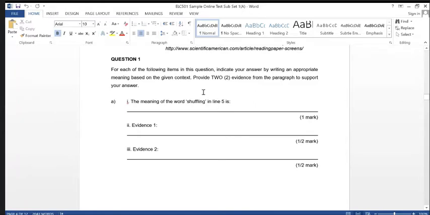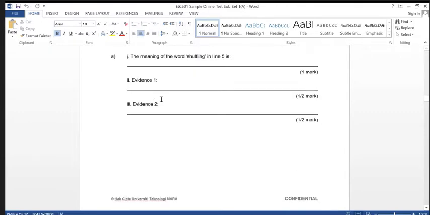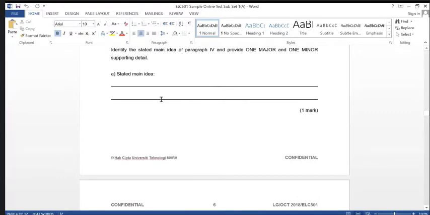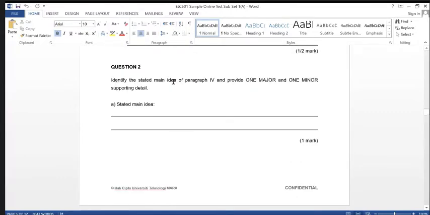So this is what we're going to learn tonight. Question 1. We have not covered this, contextual clues, in either seminar 1 or seminar 2. All right. And then in question 2, identify stated main idea. Okay. All right. Provide one major and one minor supporting detail.